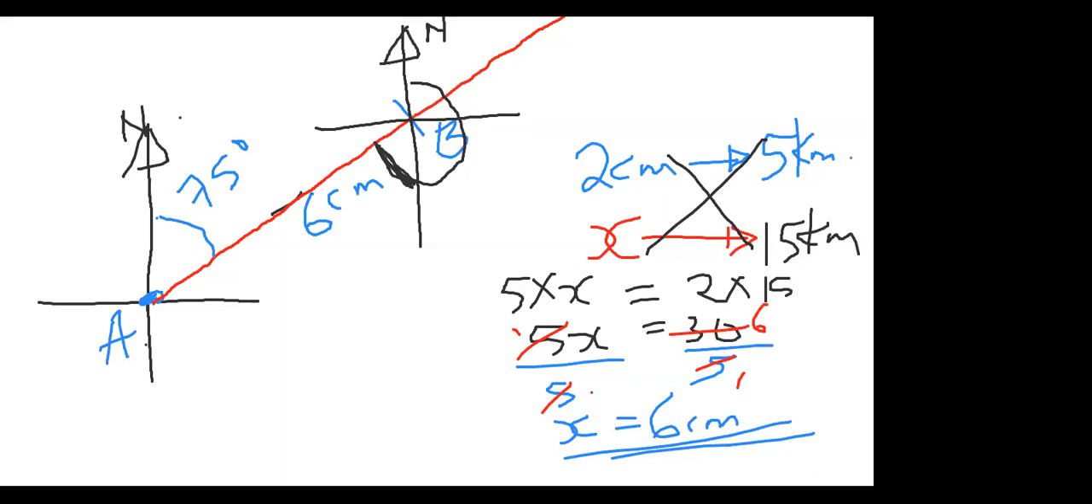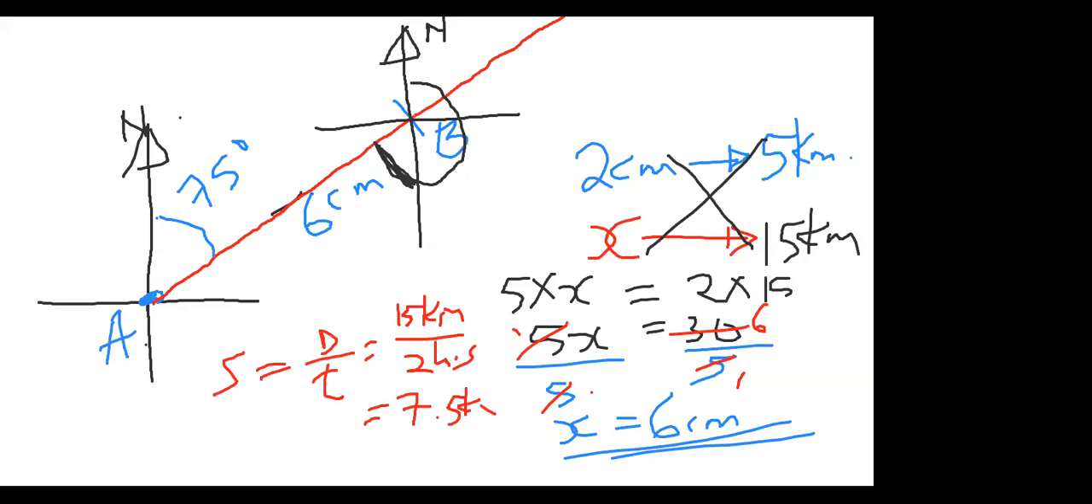Then you can also finally get the speed, as the question is asking for speed. Our distance was 15 kilometers, divided by our time, which was 2 hours, meaning that our speed will be 7.5 kilometers per hour as our answer.